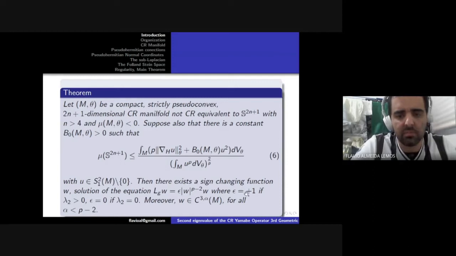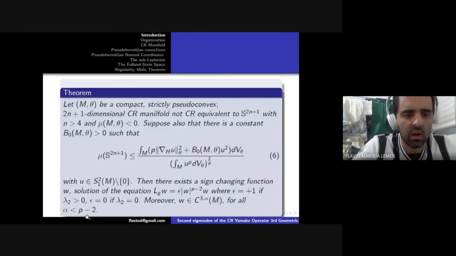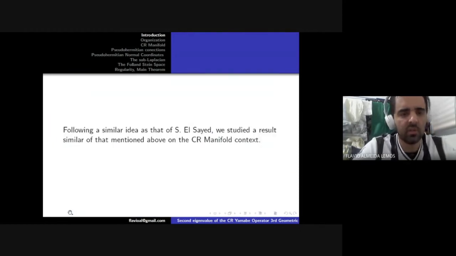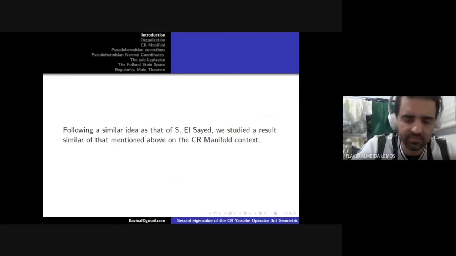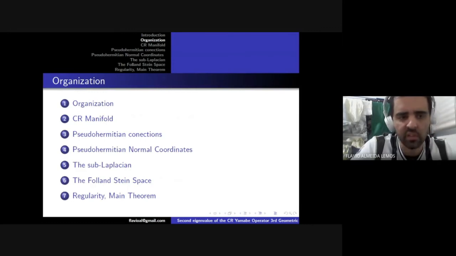where epsilon is +1 if lambda2 is positive, and epsilon is equal to 0 if lambda2 is 0. We have that W satisfies this regularity, and alpha satisfies this inequality. All right. Following a similar idea as that of Lee and Parker, we studied a result similar to that mentioned above in the CR context.